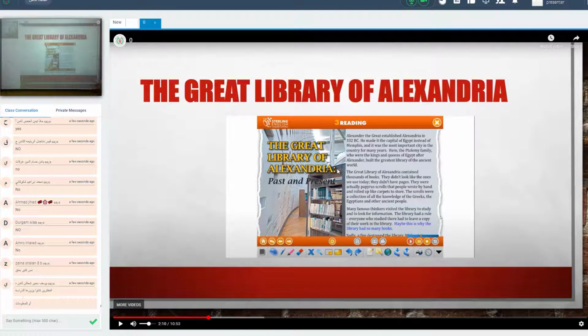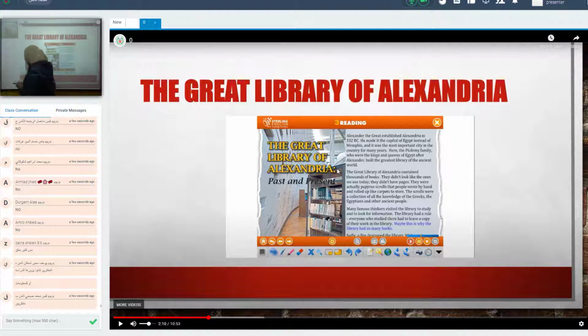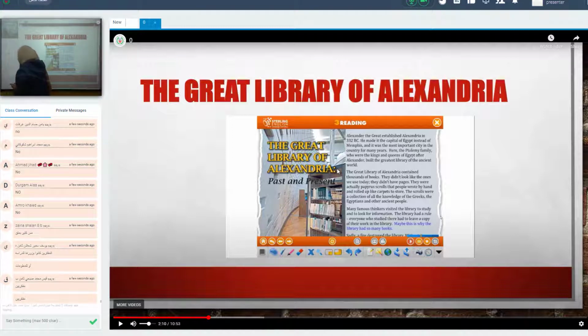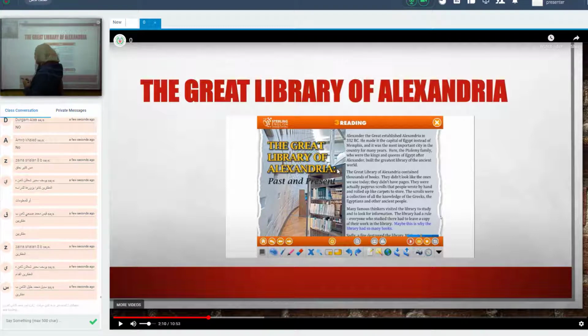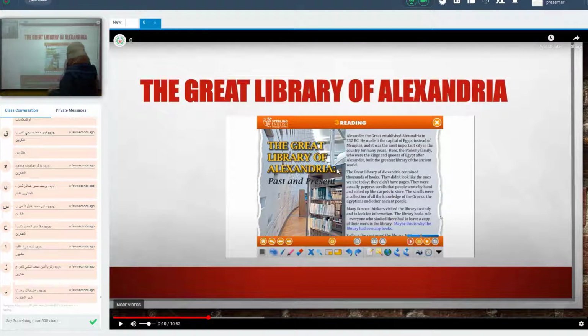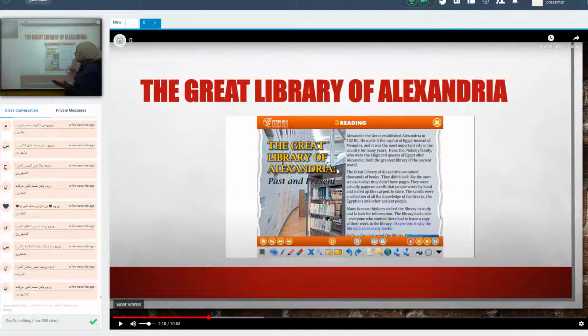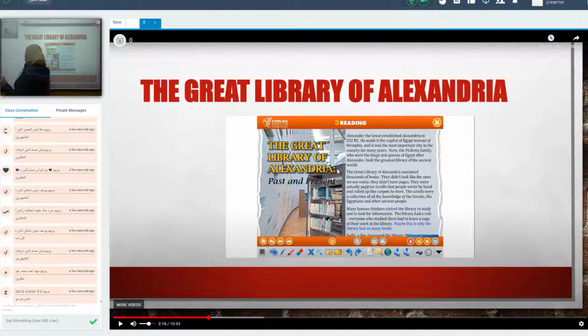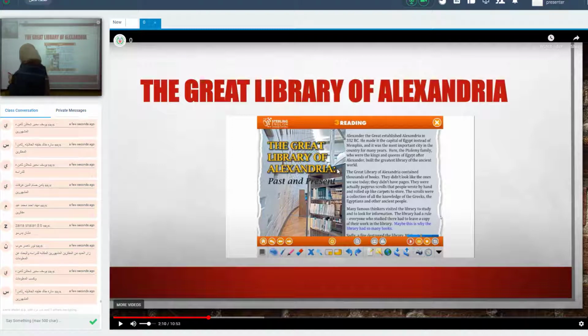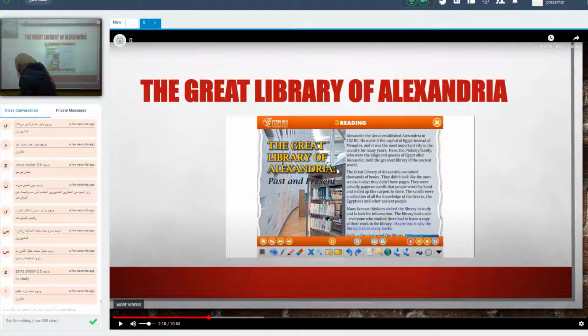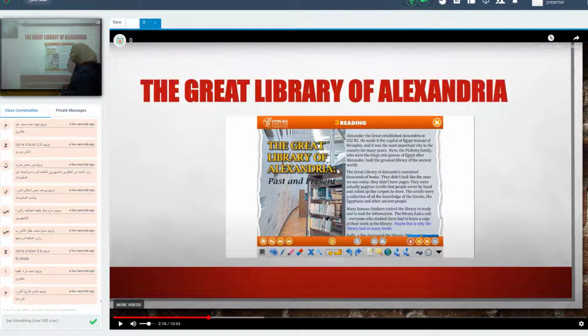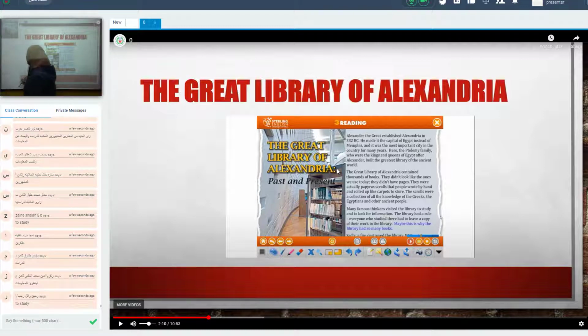Many famous thinkers. Qais, the thinkers. Excellent. Bravo. Many famous thinkers visited the library. They visit it. Why did the many famous thinkers visit the library? If I ask you why the thinkers visited the library, to study. Bravo, Dana.